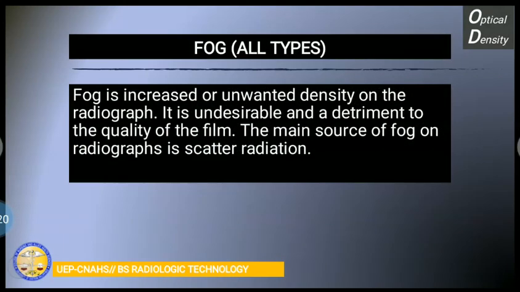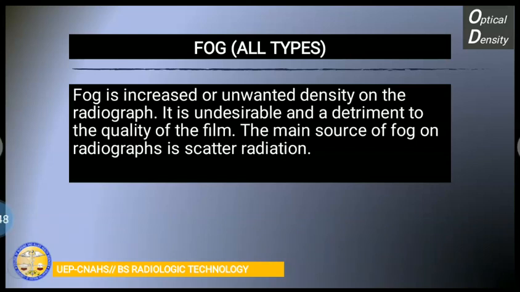So, next is fog. So, all types. Pwede siyang sa development fog, sa scatter radiation na fog. Yon. Fog is increased or unwanted density on the radiograph. It is undesirable and detrimental to the quality of the film. The main source of fog on the radiographs is scatter radiation.